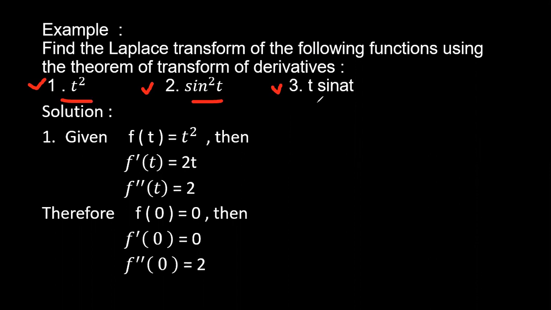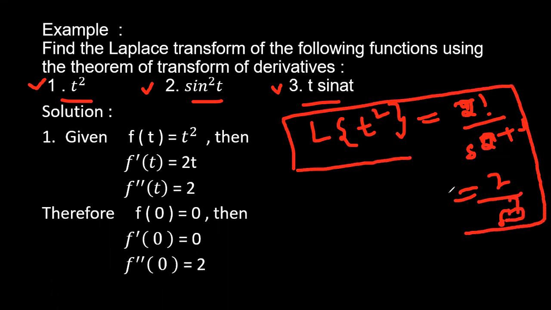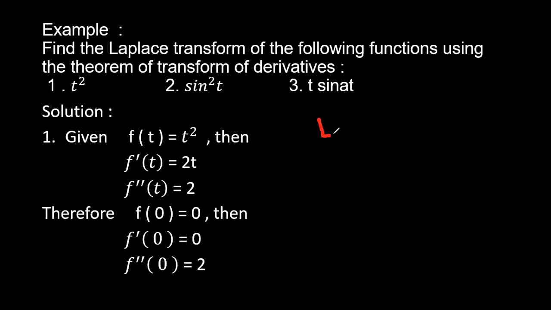You can simplify all these directly, for Laplace transform of t square, by using the basic formula. That is Laplace transform of t power n, which is n factorial by s power n plus 1. That is 2 factorial by s power 2 plus 1, so you'll get 2 by s power 3. So by using the basic formula, you can directly get the answer for the Laplace transform of t power n.